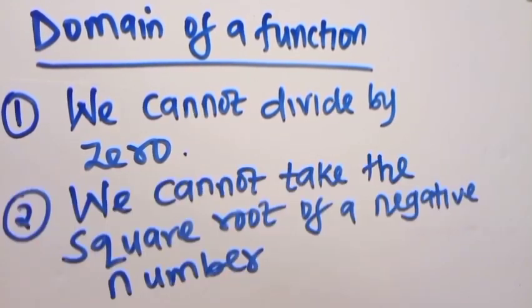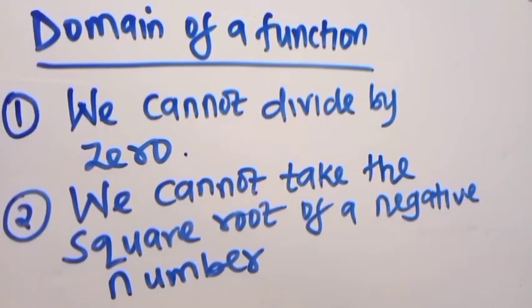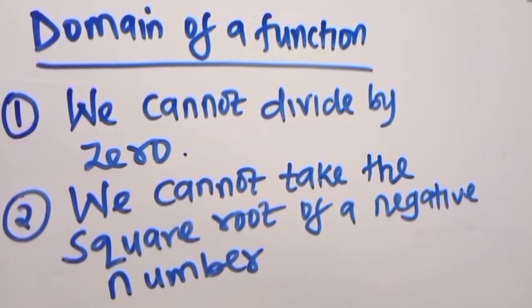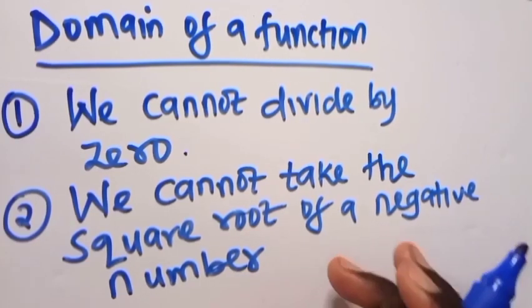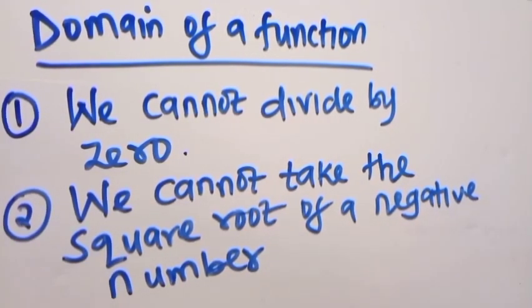Number two is that we cannot take the square root of a negative number. If you find the square root of a negative number, you will obtain a complex number.